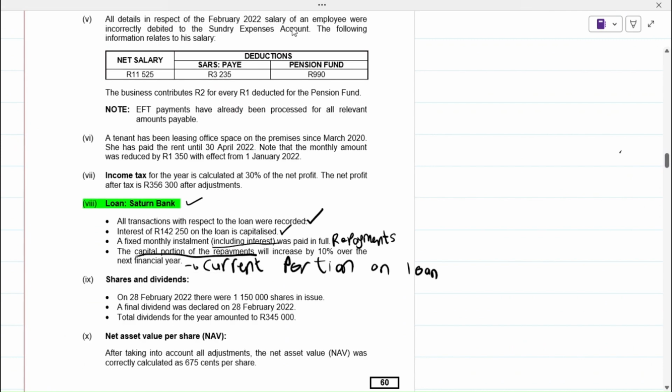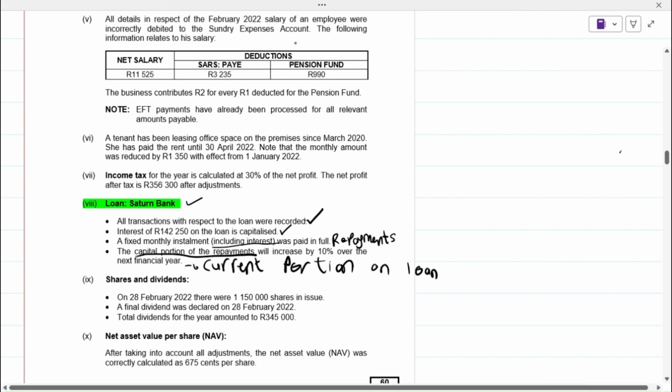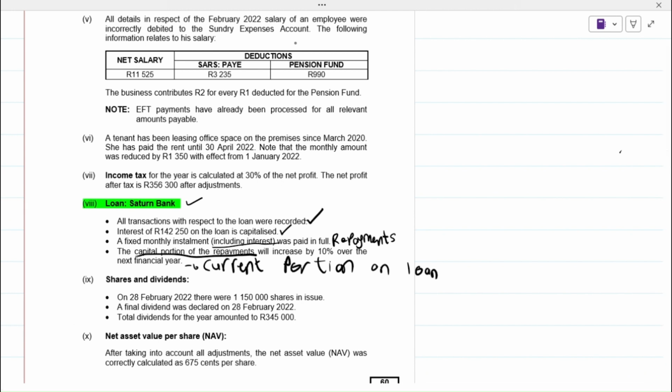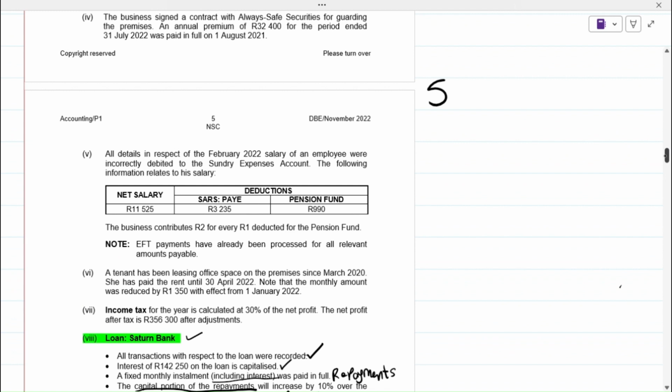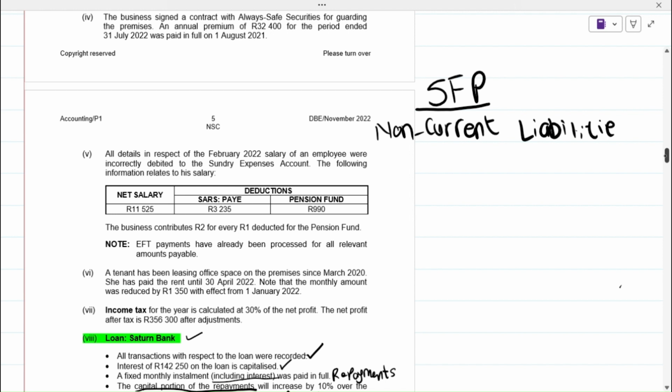Okay, so now we basically have everything, right? We now have to record. So how you will record in your statement of financial position as at the end of the year is the following. We are going to start under my non-current liabilities section, and that's where I will have my loan from a certain bank, right?